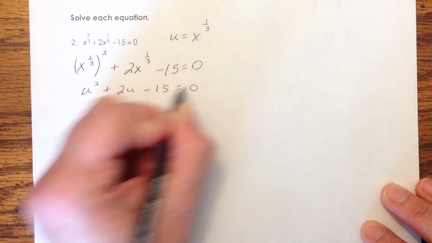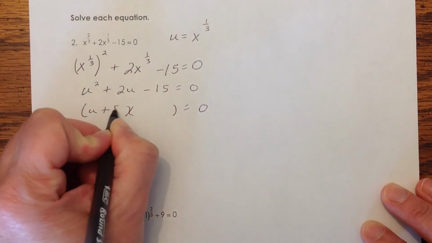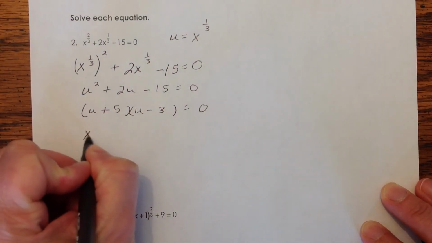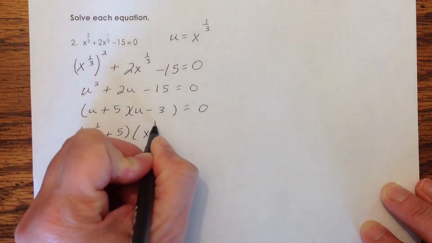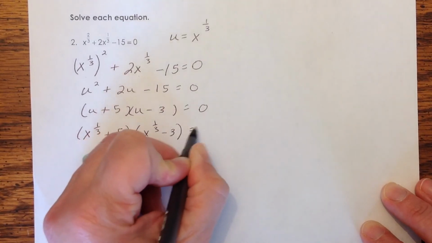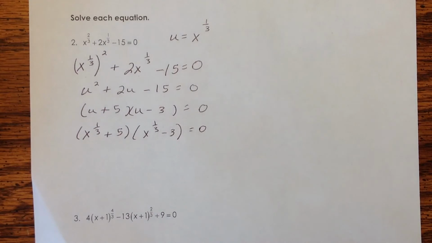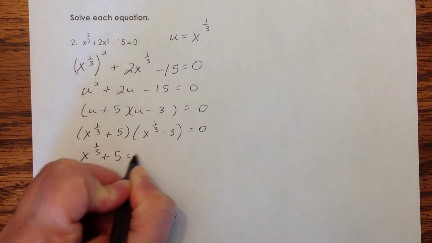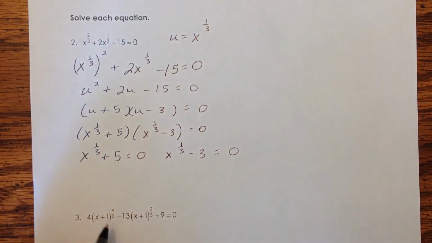minus 15 equals 0. Now this factors pretty easily, so we get u plus 5, u minus 3. Now before you continue, you put x to the 1/3 back in. So x to the 1/3 plus 5 times x to the 1/3 minus 3 equals 0. Since it's factored, we set each factor equal to 0. So x to the 1/3 plus 5 is 0, and x to the 1/3 minus 3 is 0.